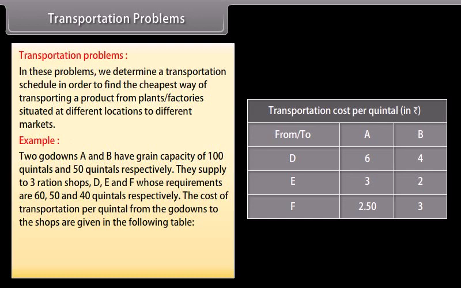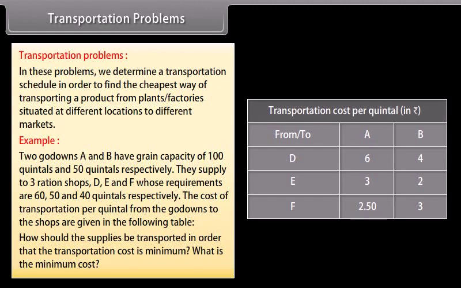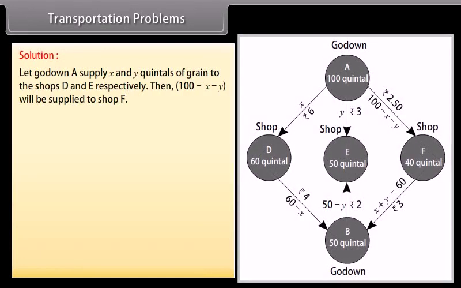The cost of transportation per quintal from the godowns to the shops is given in the following table. How should the supplies be transported in order that the transportation cost is minimum? What is the minimum cost? Solution. Let godown A supply x and y quintals of grain to the shops D and E respectively.